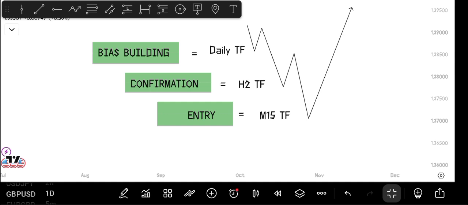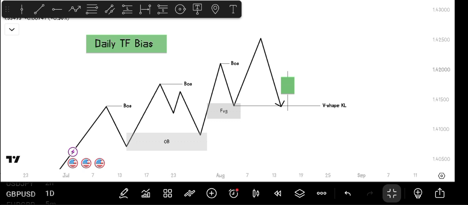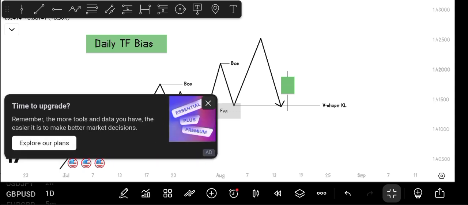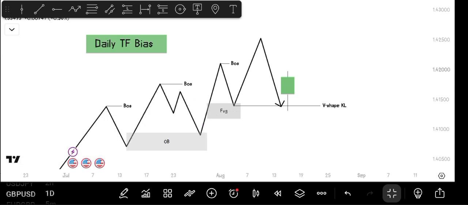Build your bias from the daily time frame, confirm the bias on the 2 hours, and then quickly jump into the trade on the 15 minutes. So let's go. On the daily time frame, we build bias by identifying the trend and using a rejection candle for our bias.